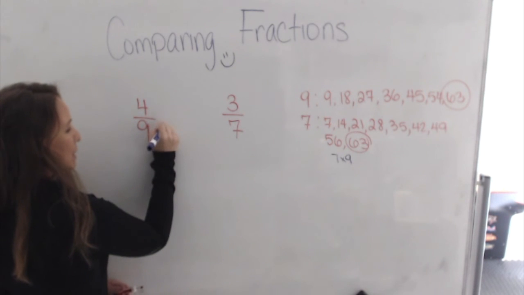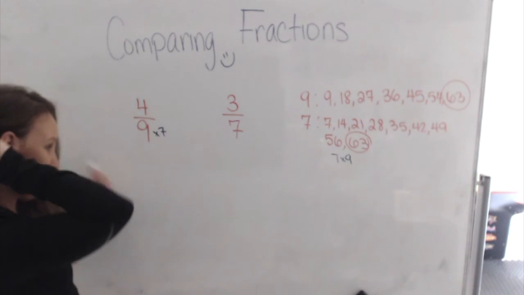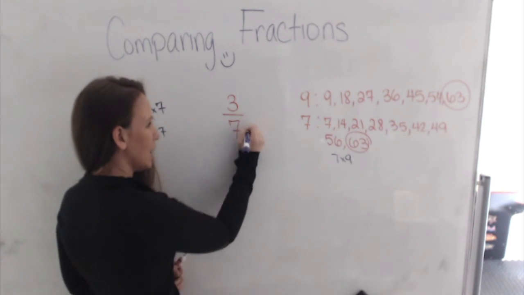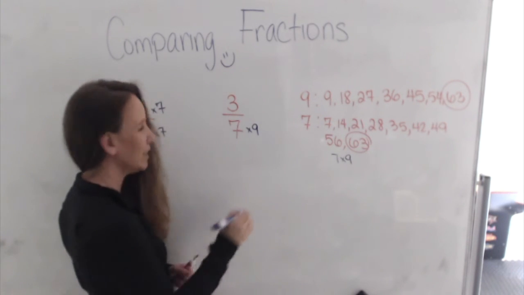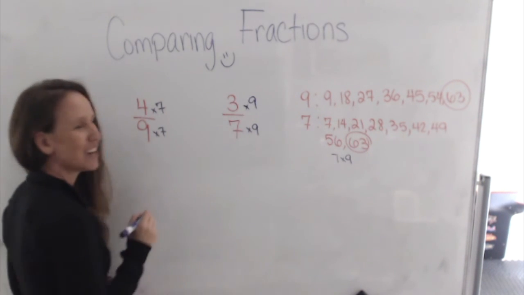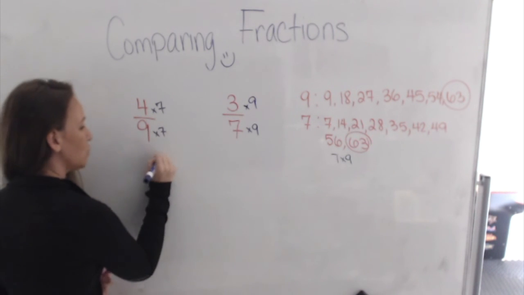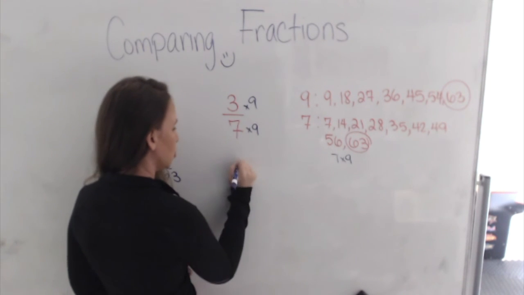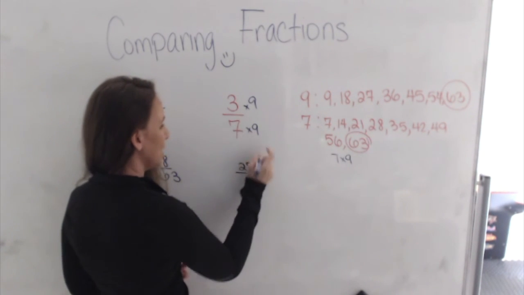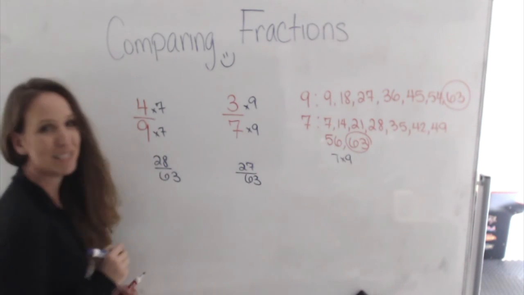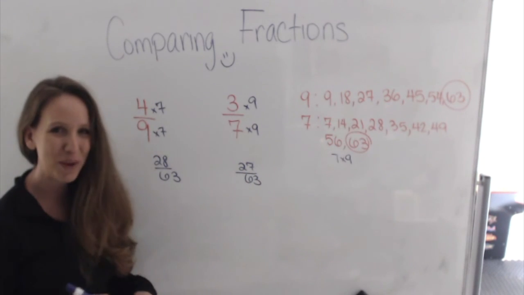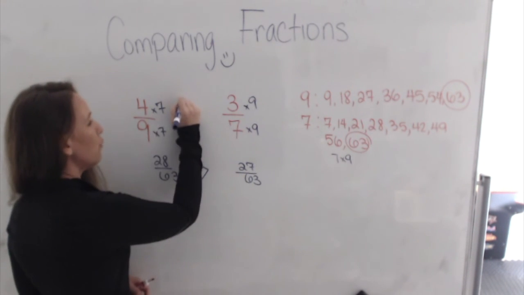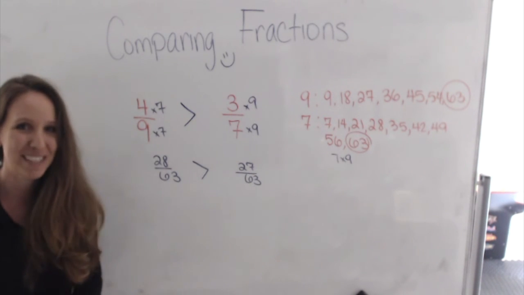So we're going to multiply by 7 in the denominator, and whatever I do to the denominator, I need to do to my numerator. And 7 times 9, whatever I do to the denominator, I need to do to the numerator. And now 4 times 7 is 28, and 9 times 7 is 63. 3 times 9 is 27. 7 times 9 is 63. So what's bigger, 28 or 27? 28 is larger than 27, so 4/9 is larger than 3/7.